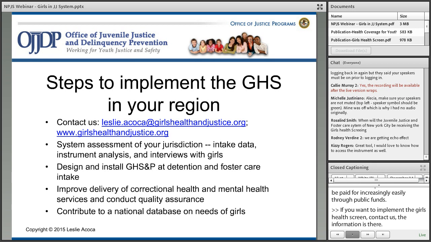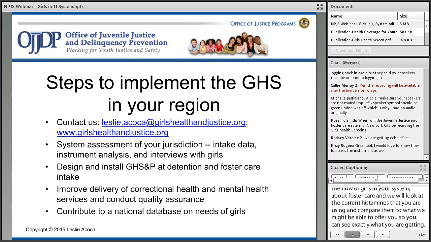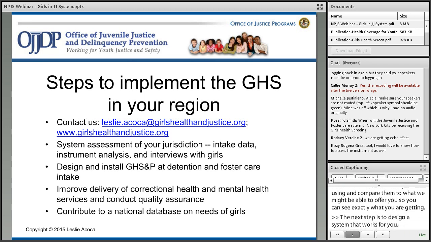The next step is to design a system that works for you. In San Joaquin, they wanted the iPads. In LA, they wanted a laptop web-based system. Some systems may still want paper and pencil.